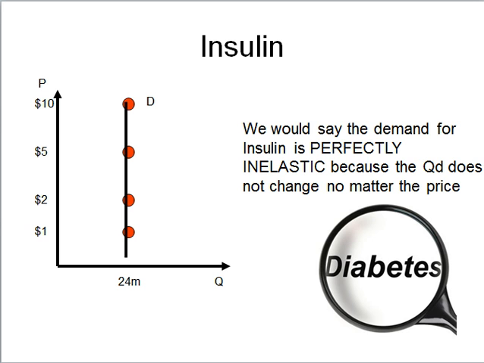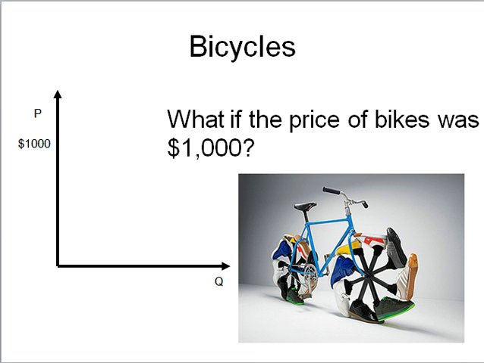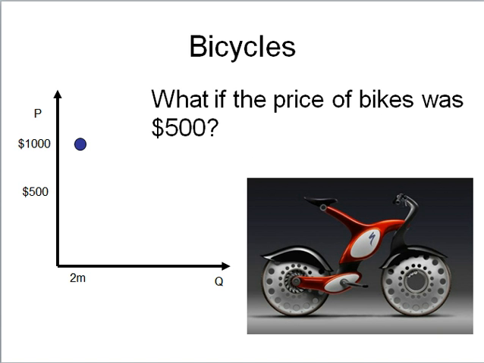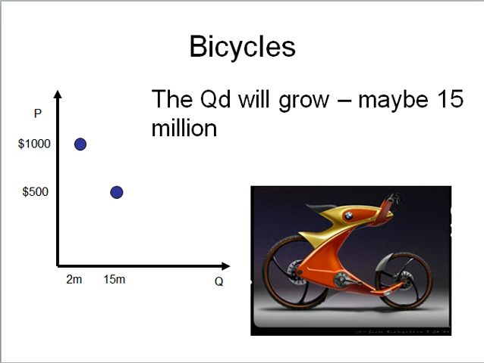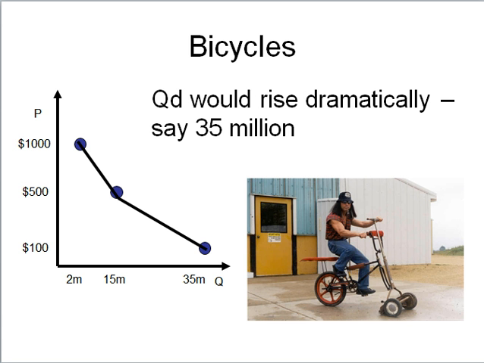We'll look at our second product now, bikes. We'll say there are 20 million bikes sold each year in the United States. What happens if the price of bikes is $1,000? Well, there's going to be a couple people, we'll say 2 million people, that are going to still buy bikes. If it goes down to $500, okay, the price goes way lower, a lot more people are going to buy bikes, so it's going to be 15 million. $100? Much more people are going to buy it.